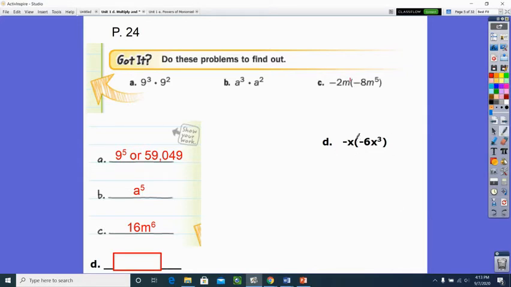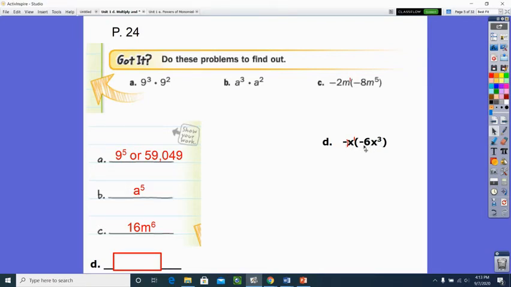I'm missing the exponent here. Remember, if there's no exponent, it would be a 1. And there's also just a negative in front with no number. We're very lazy. We don't write our 1. So this is actually -1. So I have a -1 in front, x to the first, a -6 in front, x to the third.